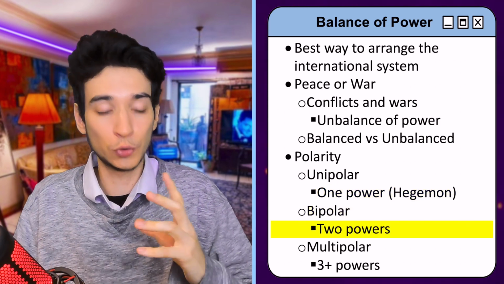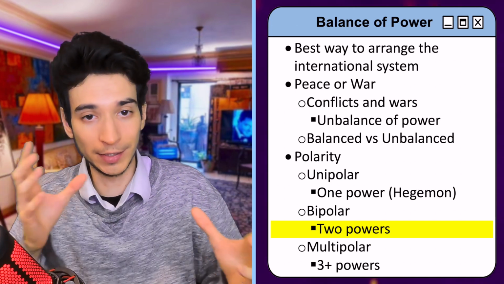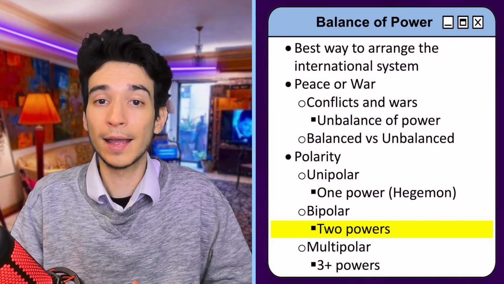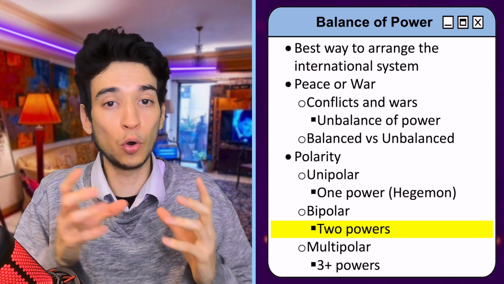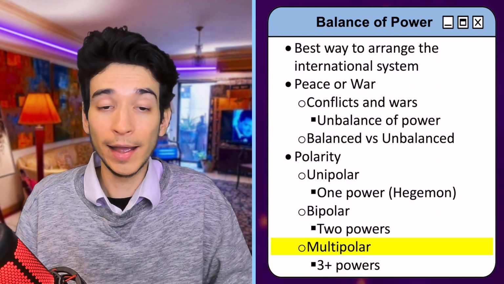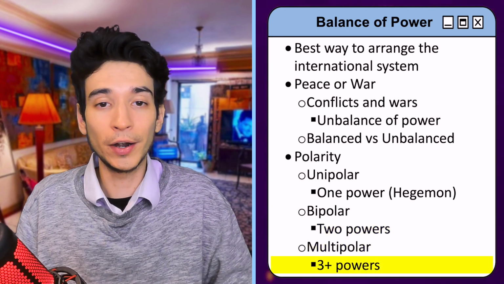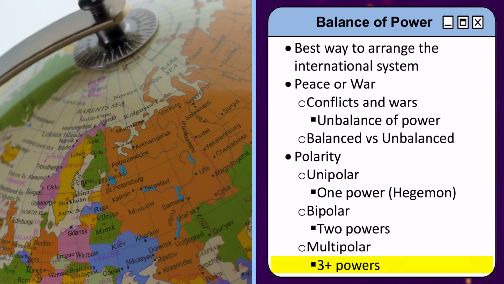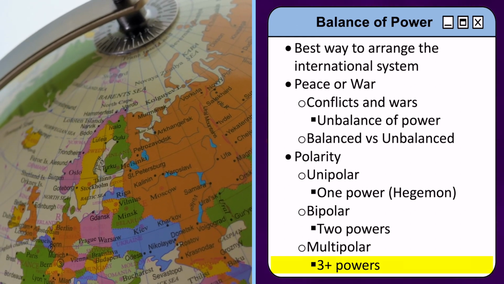Bipolar is when there are two countries or a block of states that are similar or equal in power. And this can be applied to the Cold War between the Soviet Union and the US. And multipolar is when there are at least three main powers. And you could see this in Europe during the 19th century.